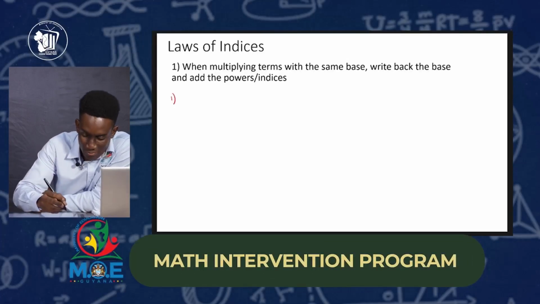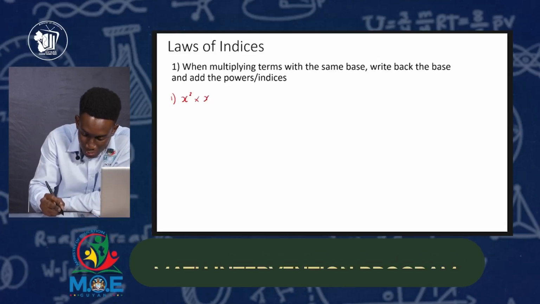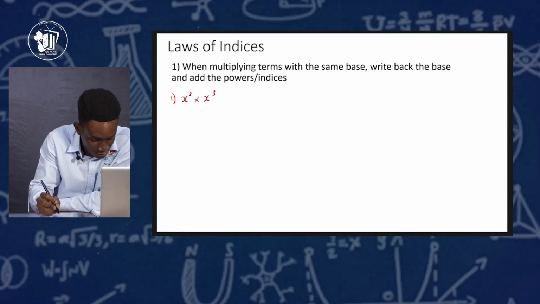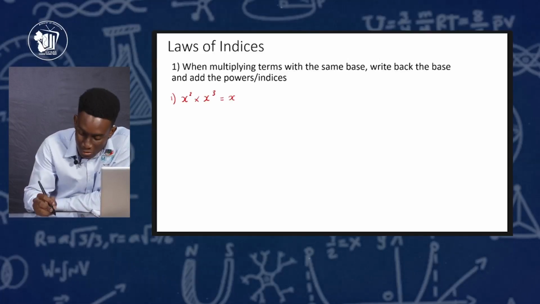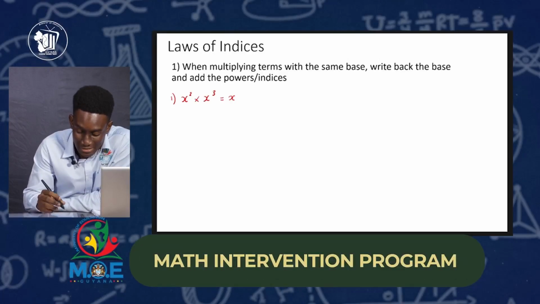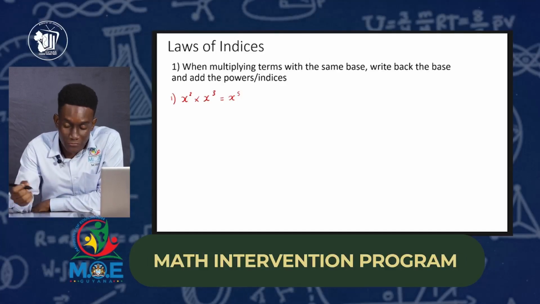Let's look at the first example. Let's say we had x to the second power multiplied by x to the third power. As we can see, the base for the first term is x and the base for the second term is x, so they are the same. So we write back the base and we add the indices. 2 plus 3 would give you 5. So x to the second power multiplied by x to the third power would simply give you x raised to the fifth power.